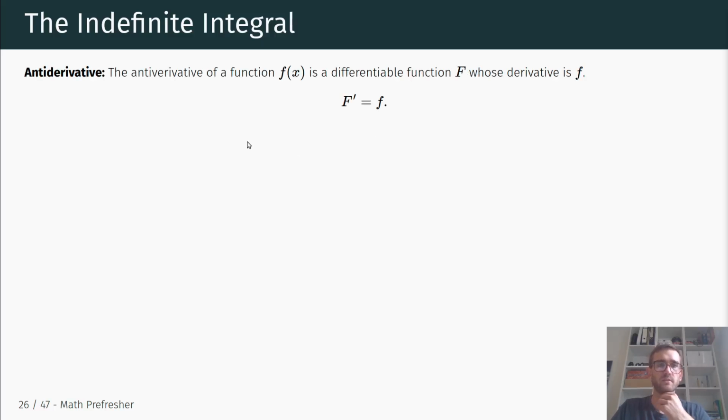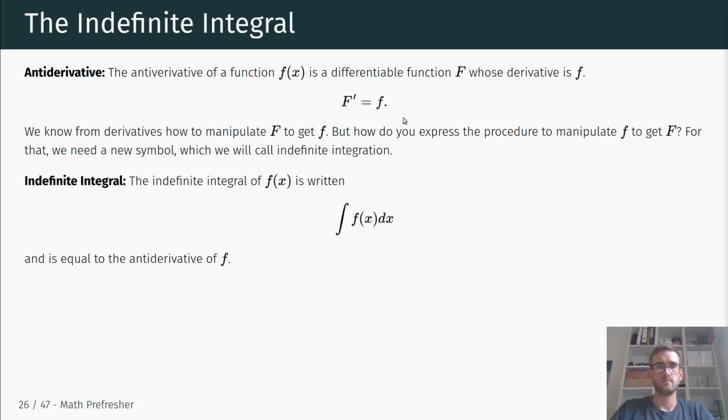So the antiderivative, now changing the notation a little bit, of a function f of x is the differentiable function capital F whose derivative is f. Okay, so capital F prime is equal to f. And we know from derivatives how to manipulate capital F to get f, the derivative. But how do you express the procedure to manipulate f to get F, so kind of to backtrack that process?